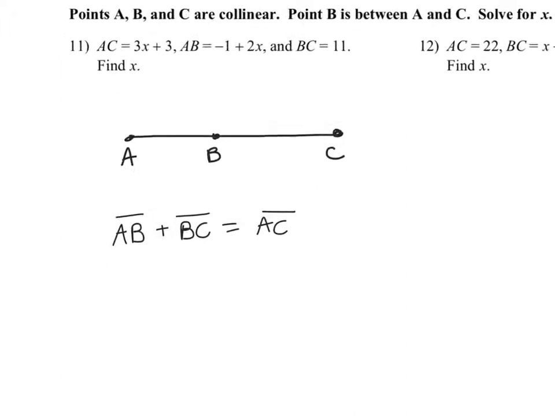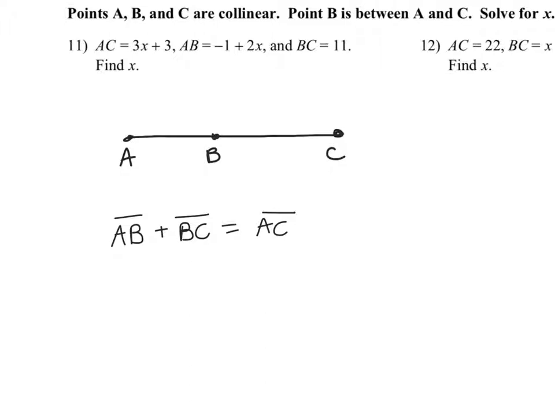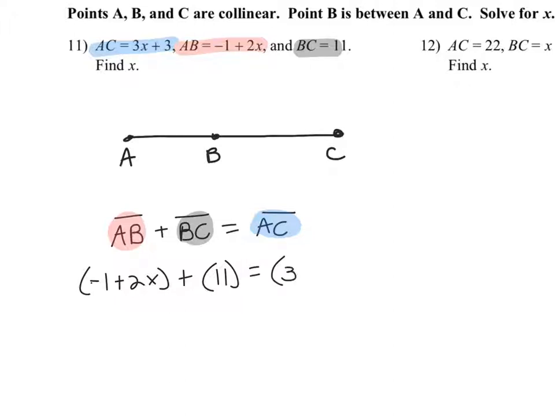And then we can use any given information and we can substitute. So if you set up the equation first, the substitution becomes much easier. So I'm color coding the parts that I'm going to substitute. So you can see first I'm going to replace AB with negative 1 plus 2x. So I'll do that in parentheses. Negative 1 plus 2x. Plus, I can see that BC can be replaced with 11 equals AC, which we are told is 3x plus 3.